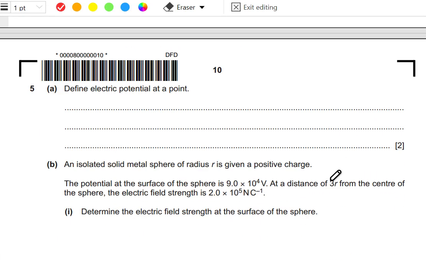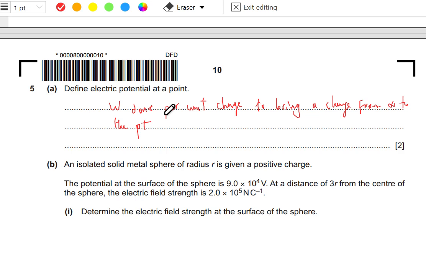Electric potential at a point, same as gravitational potential. It is the work done per unit charge. In gravitational potential, it is per unit mass, to bring a charge from infinity to the point.